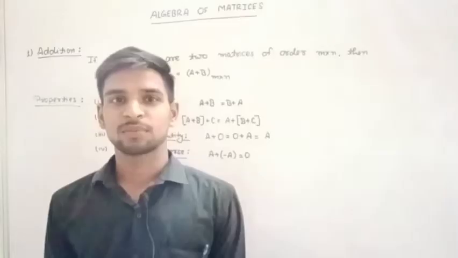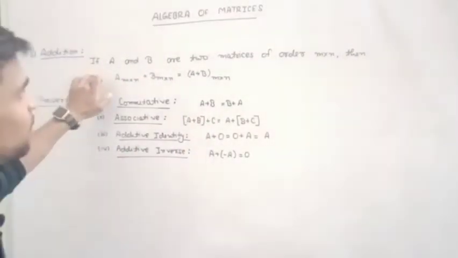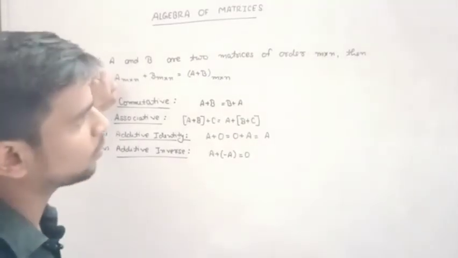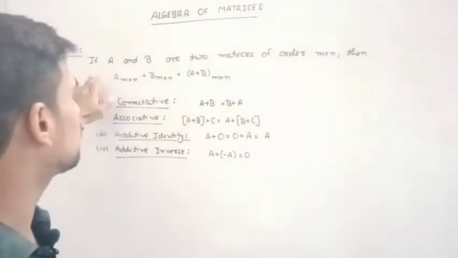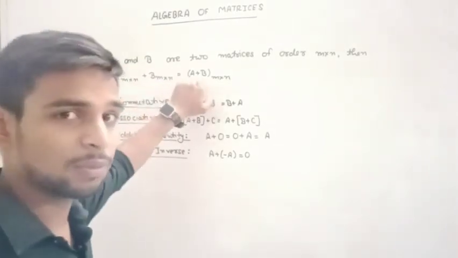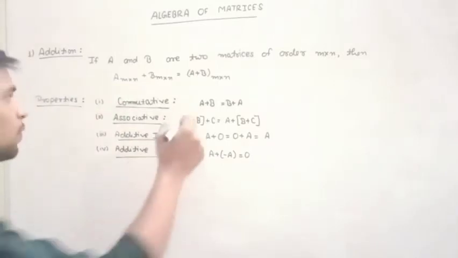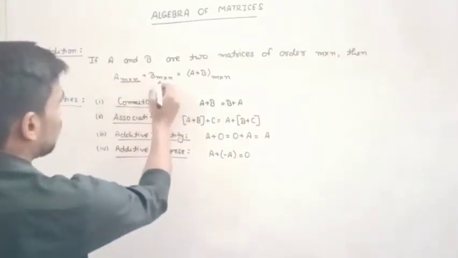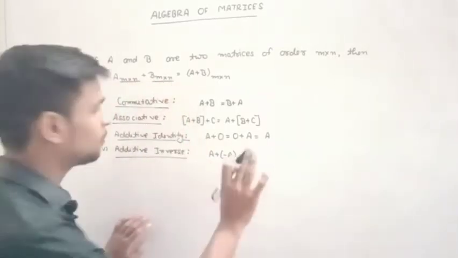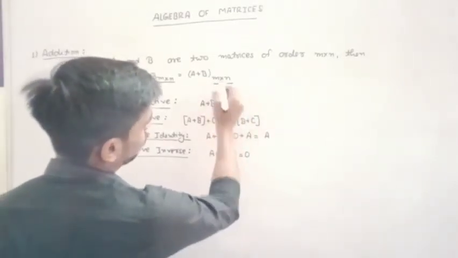Today's video. The first algebra property of the matrix is addition. What is addition? If A and B are any two matrices of the same order m cross n, then A m cross n plus B m cross n will be equal to A plus B m cross n. It is necessary that the order of A and the order of B are the same. If these two orders are the same, then the order of A plus B will also be the same.